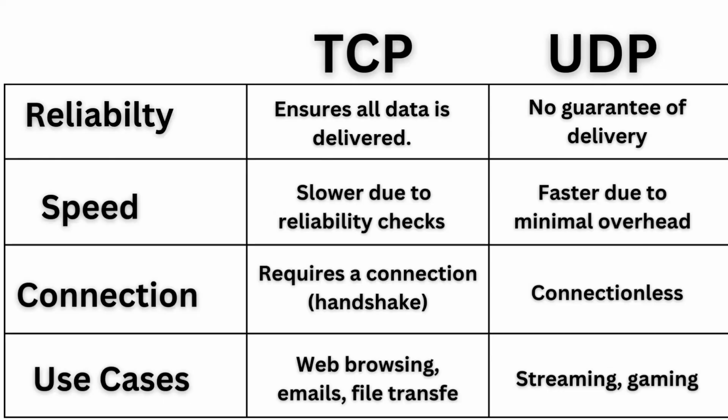Now let's compare the two to help you remember their differences. TCP ensures reliable data delivery, while UDP doesn't guarantee reliable data delivery. TCP is slower due to reliability checks. UDP is faster due to minimal overhead. TCP requires a connection, while UDP doesn't require a connection. Some of the use cases of TCP are browsing, emails, and file transfer. Some of the use cases of UDP are streaming and gaming. So where reliability is key, go with TCP. Or when speed is your priority, go with UDP.